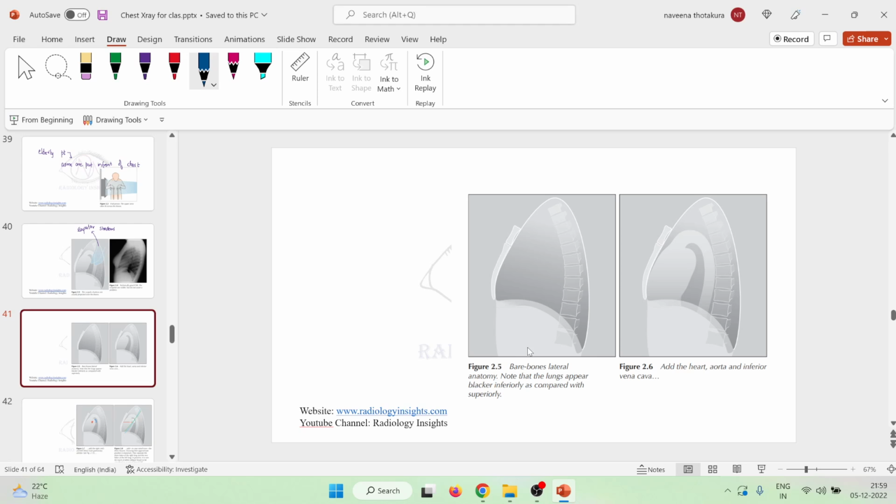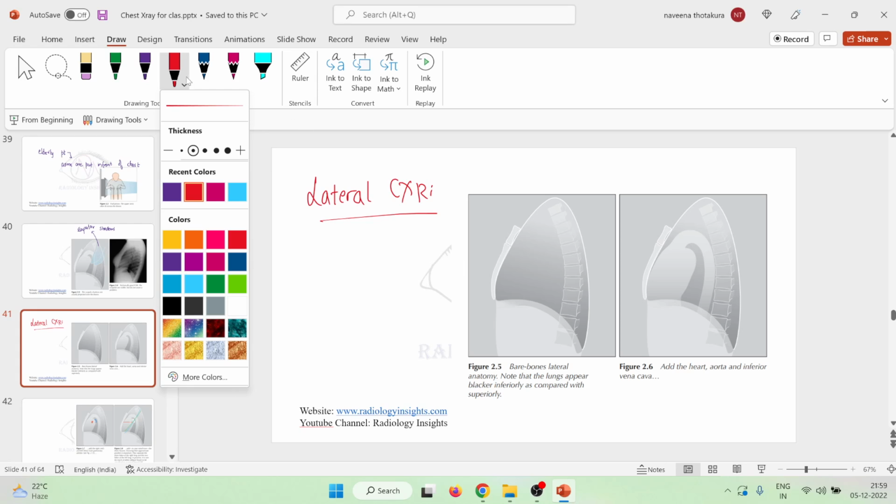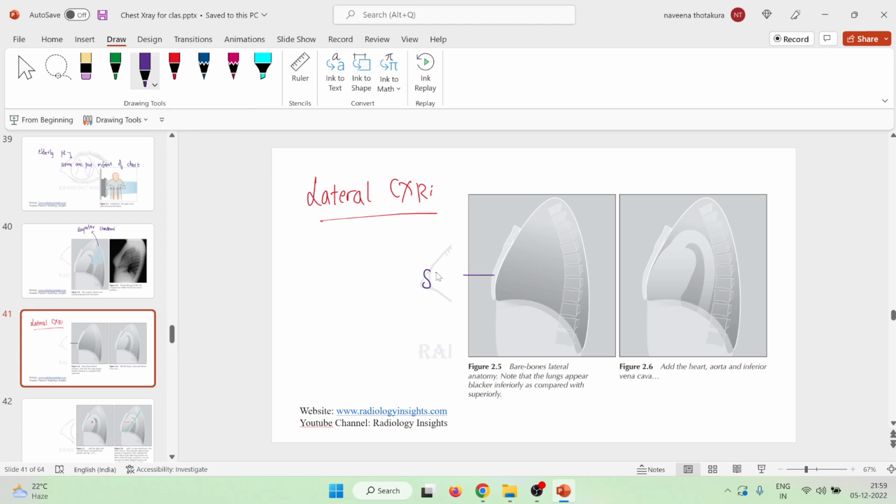Now, to understand the lateral chest X-ray, first and foremost, you see the bones. In the lateral chest X-ray, we have the sternum and we have the vertebrae. The lungs are seen here. You will also see the heart, the aorta, and the IVC coming like this in a lateral chest X-ray.